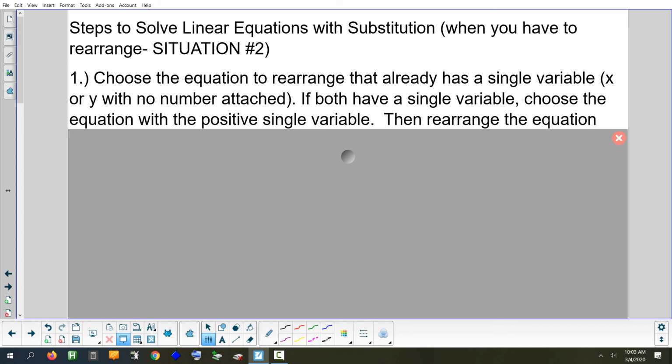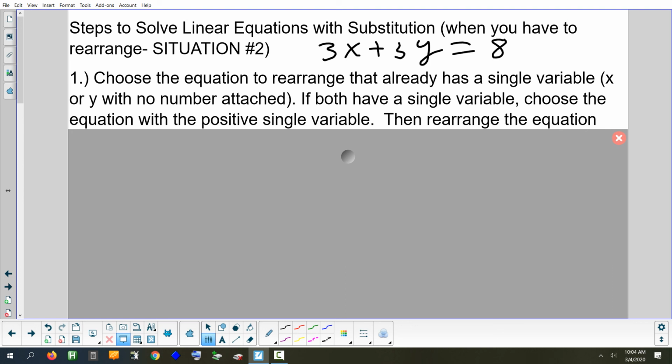What makes an equation look easy in math? You have a single variable with nothing attached to it. If you attach stuff to it, that makes it harder. Okay, so choose the equation to rearrange that always has a single variable. Most of the time, I'm going to give you an equation with a single variable. When you take Algebra 1b or when you get into Algebra 2, you may not always have an equation that has a variable without a number attached.